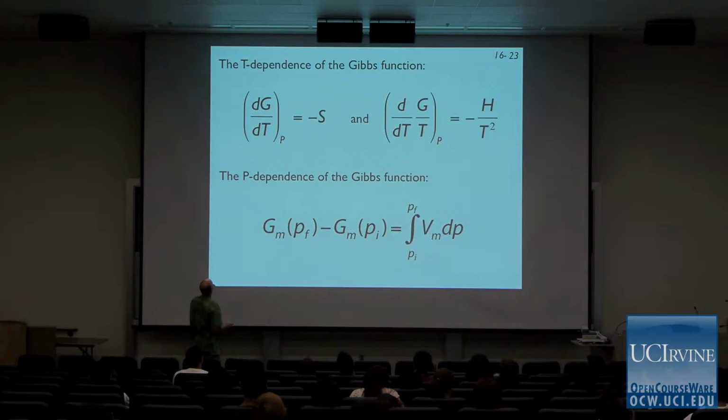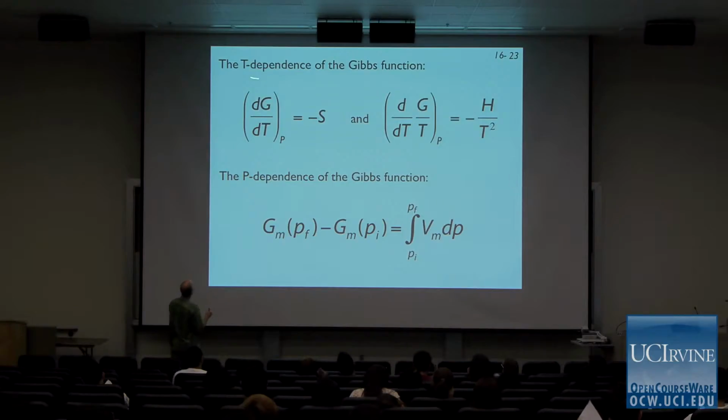So, this is what I just said. The temperature dependence of the Gibbs function, there's really two equations that we want to know about. One is just the simple derivative of the Gibbs function with temperature, that's minus the entropy if we evaluate that derivative at constant pressure. And then there's the Gibbs-Helmholtz equation. The pressure dependence of the Gibbs function is always given by this integral right here, and we just evaluate the integral differently if we're talking about liquids and solids.